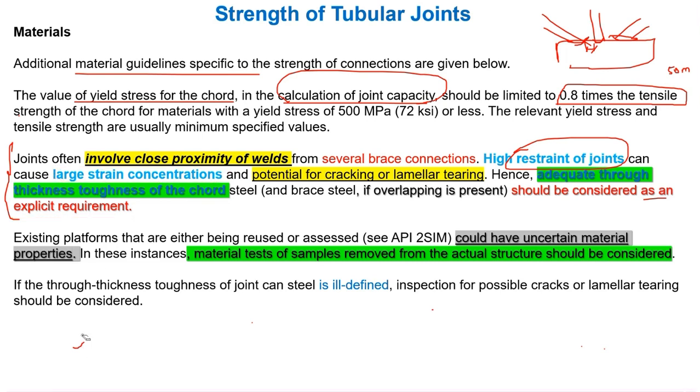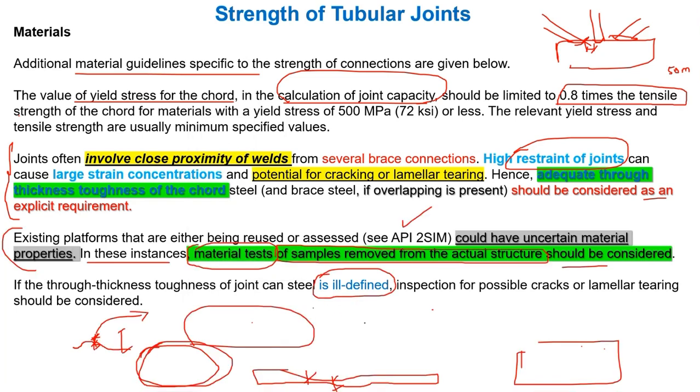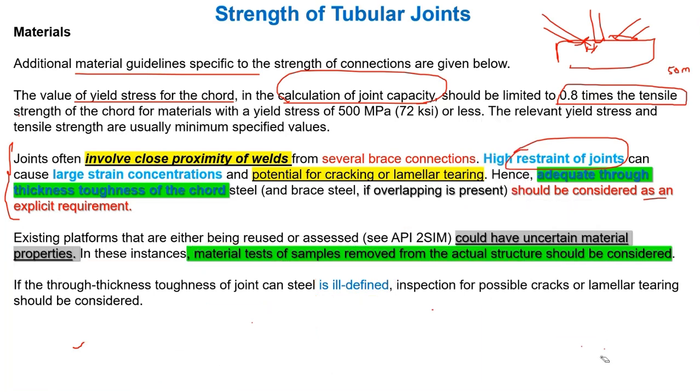Frequency of inspection should be more. I have no choice. If it's not there, I have to make the inspection. There's no choice. We need to have all these thickness properties when we are doing the new structures. If it is an old structure, then they have to increase the frequency of inspection. They have to see frequently.